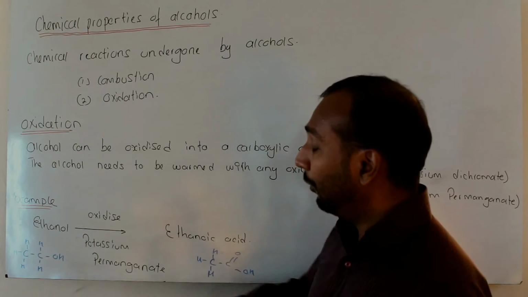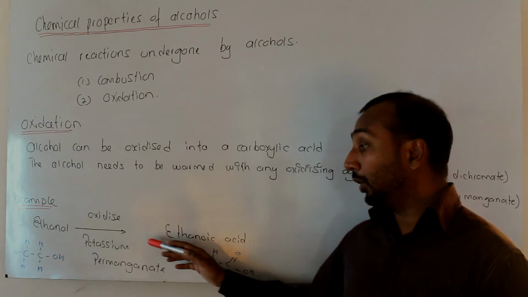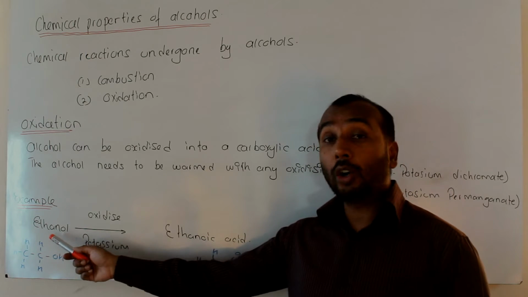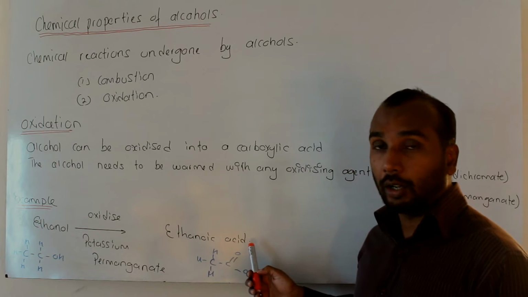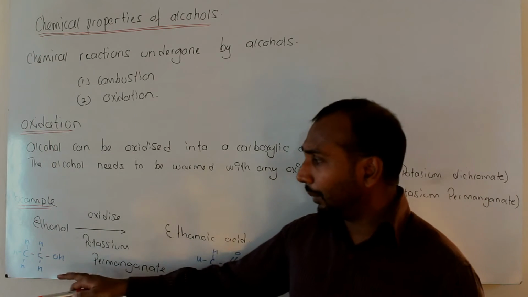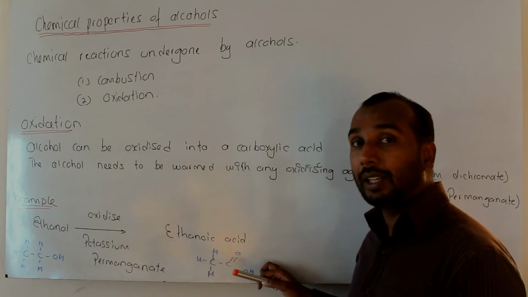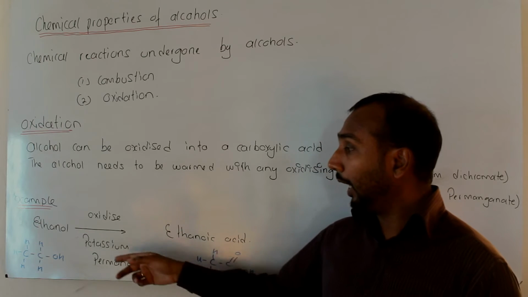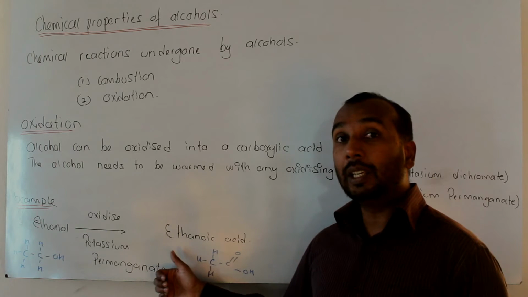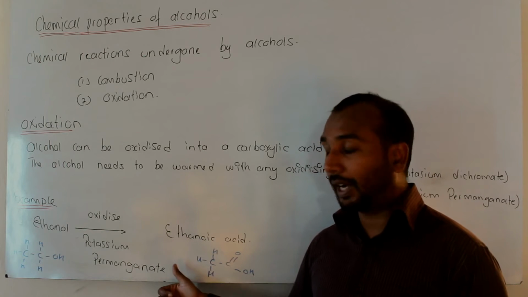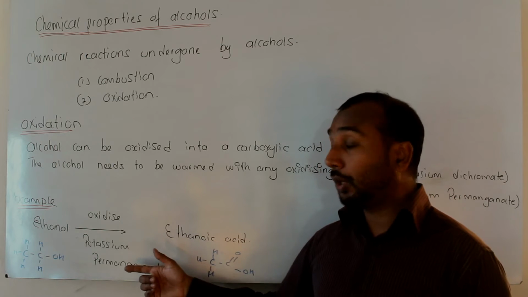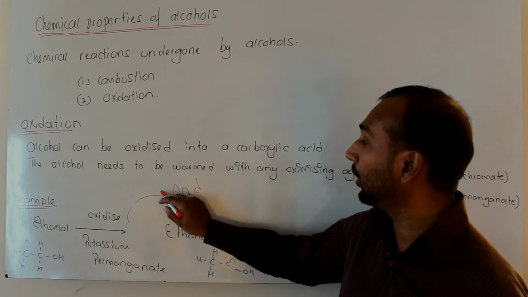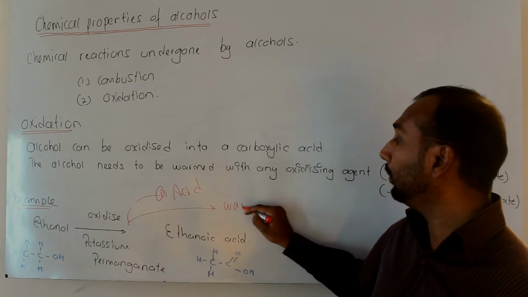Here is one example. If we take ethanol and we oxidize it using potassium permanganate or potassium dichromate in acidified conditions, the alcohol changes and becomes a carboxylic acid. In this example, ethanol is changing into ethanoic acid. You have to note 3 things. The oxidizing agent which you are using should be in acidic medium, it should be acidified. The second thing is that when you carry out this reaction, you need to warm it.